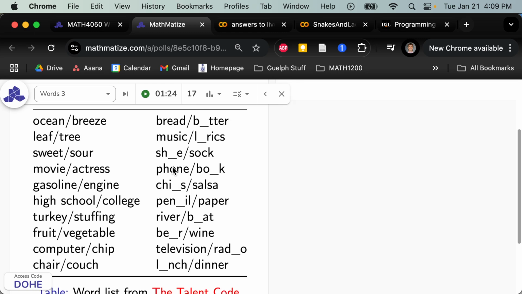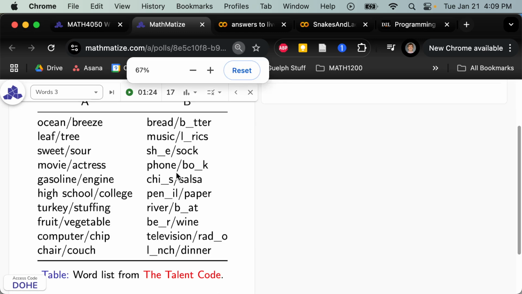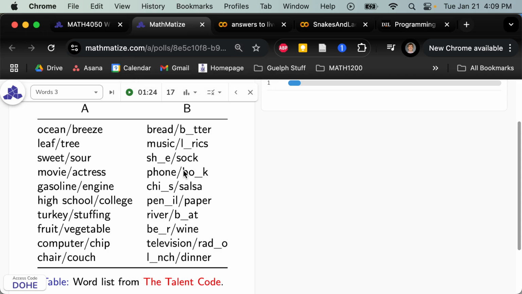Does anybody notice the pattern? What was different about column B? They're missing letters. Yeah, all of the column B's are missing letters. In the column A, I told you the full words. In the column B, I was like, haha, I'm very sneaky. I'm going to leave out a letter, and you have to fill in the letter.